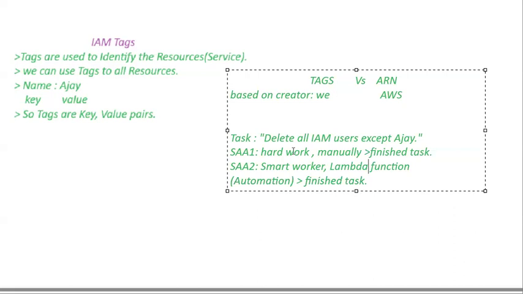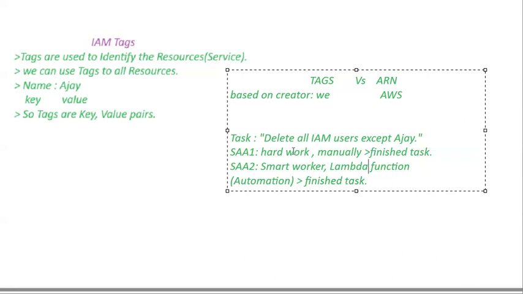So you can see how the smart worker gave the efficient, best-practice solution. He was appreciated and awarded a few more cookies. But the hard worker, solution architect 1, even though he worked very hard and manually finished the task, does not win the game. So that's why he doesn't get any cookies.